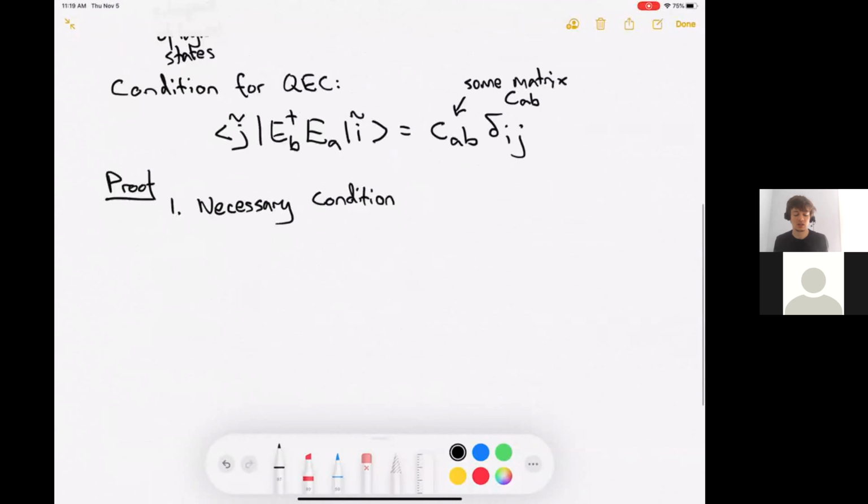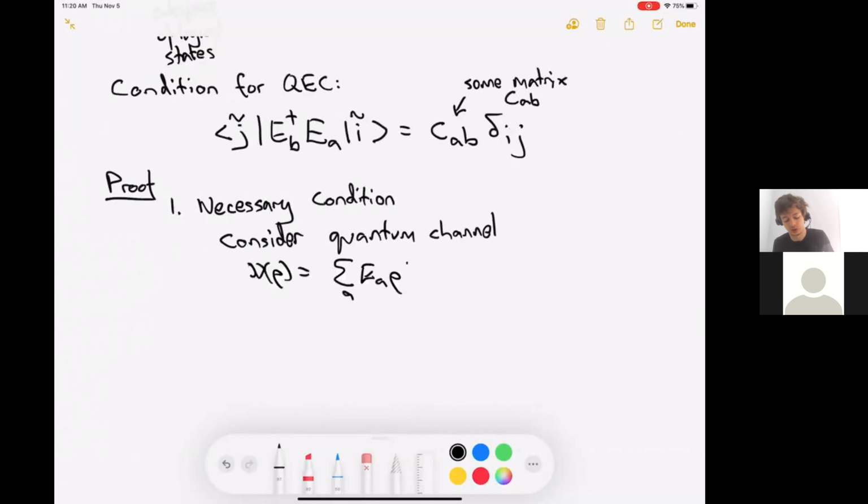Okay. So what we're going to do is consider the quantum channel that takes rho to the sum over A of E_A rho E_A dagger. Then we normalize it by dividing through by the number of different possible errors that can happen. So what this channel does is it applies a random error from the set.